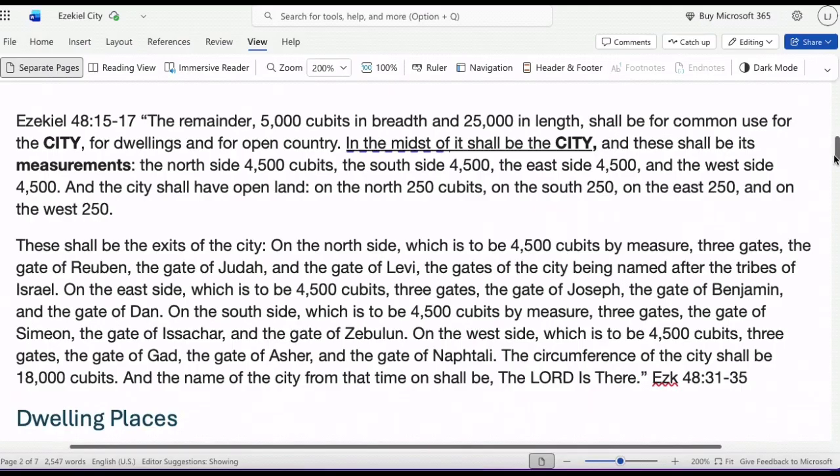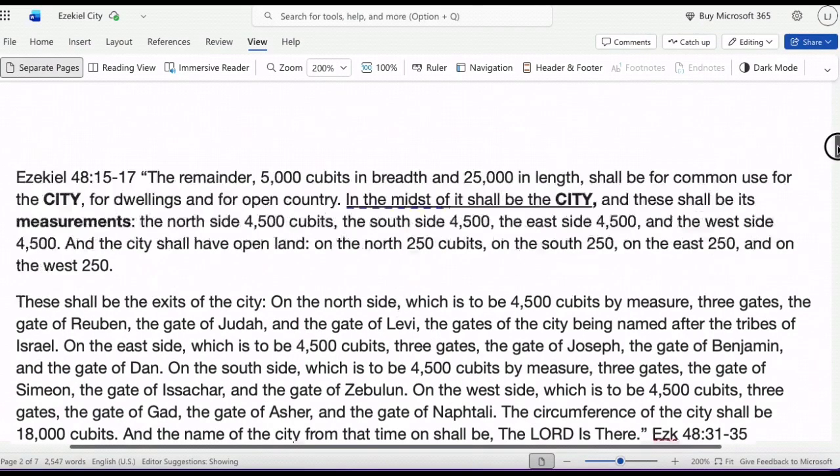Okay, then what it says is the remainder of the 5,000 cubits, its breadth, and 25,000 in length, which we just saw, shall be for common use for the city, for dwellings, and for open country. And in the midst of it shall be the city, and these shall be its measurements. North, 4,500 cubits. South, 4,500 cubits. East, 4,500 cubits. And the city shall have open land on the north, 2,500 cubits, north, south, east, and west.